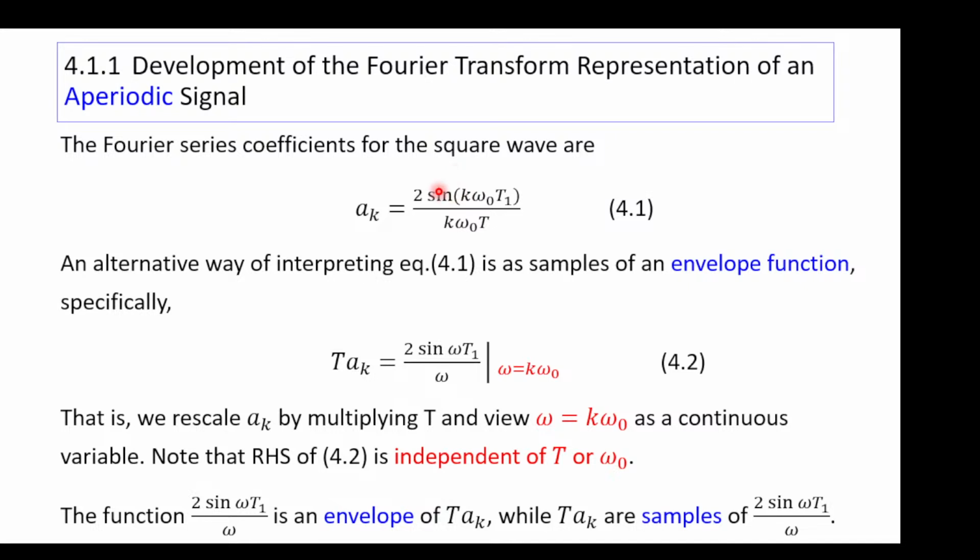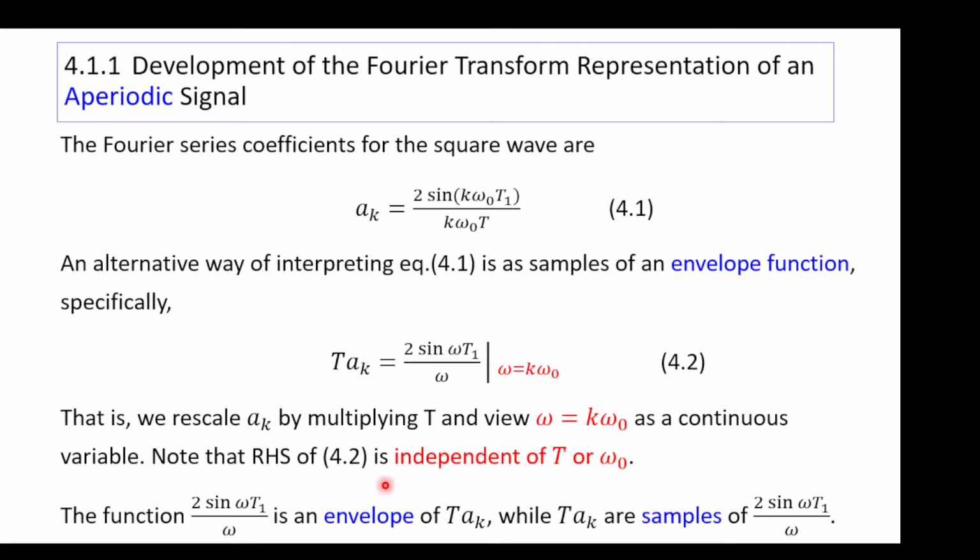Here you see that all the k omega 0 are together, and we can change the interpretation, or the normalization, of a_k a little bit. If we multiply big T on both sides, we have big T times a_k here, and the other side is a function of 2 sine k omega 0 t1 over k omega 0. If you just name k omega 0 as another variable omega, then you see that this side is independent of big T.